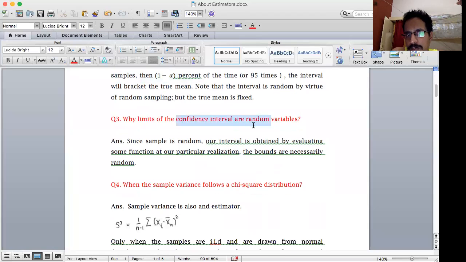So why are the limits of a confidence interval random variables? Since the sample is random, our interval is obtained by evaluating some function, say the mean, at a particular realization. So the upper and lower bounds are necessarily random.